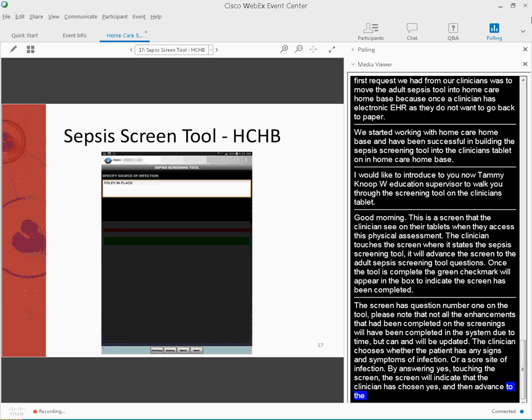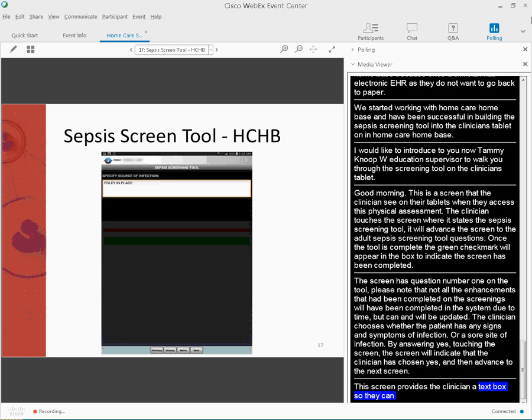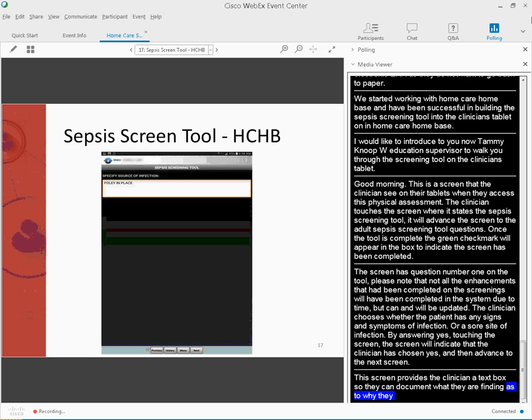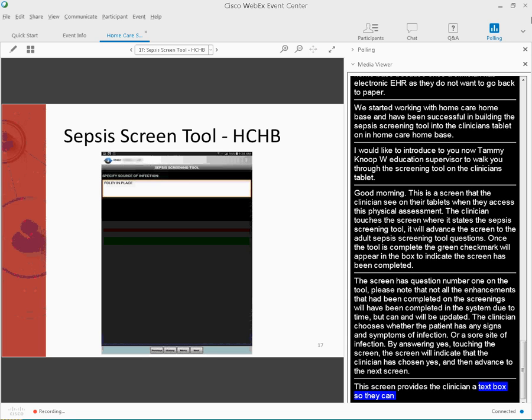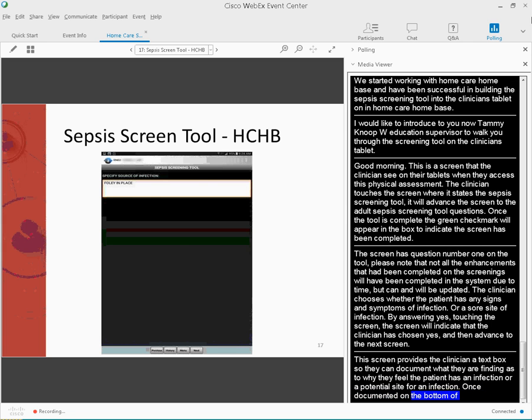This screen provides the clinician a text box so they can document what their findings are as to why they feel the patient has an infection or a potential site for an infection. Once documented, on the bottom of the screen, the clinician touches next to advance to the next screen.